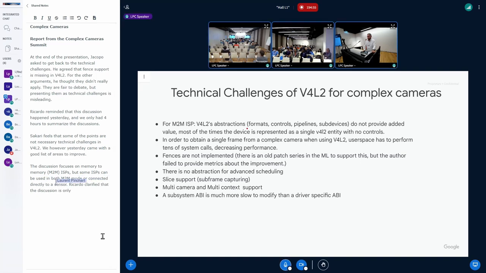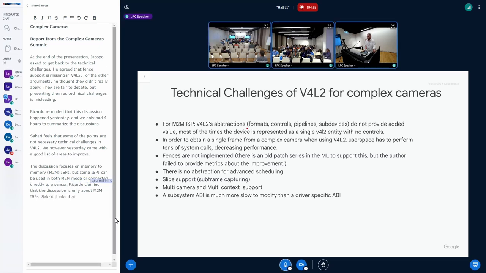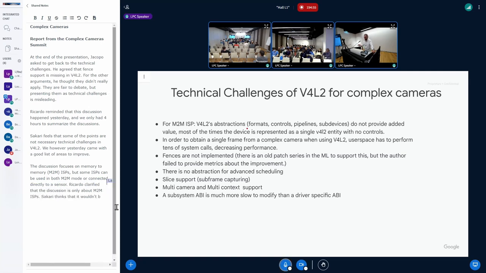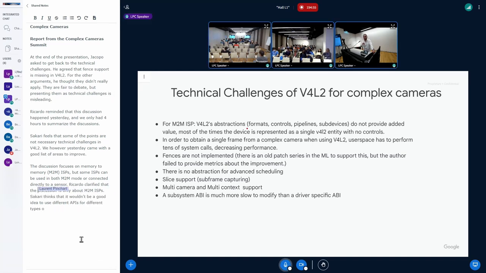I mean, do you have a set of features that you don't want to use? They don't offer you anything. I think we can agree that those devices don't use controls, don't want to use formats, they don't use the pipeline, they don't use sub-devices. Right. Yeah, but we are talking about these specific devices that don't use any of the features from Video for Linux.